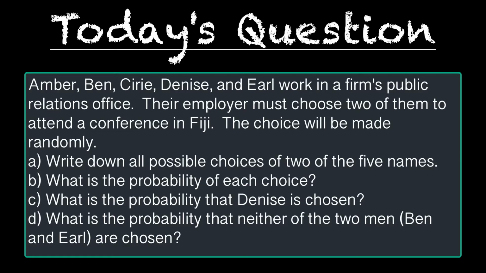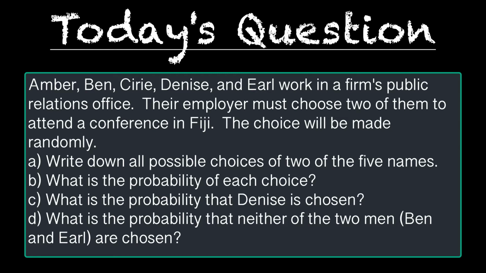The question we're working on today is: Amber, Ben, Sari, Denise, and Earl work in a firm's public relations office. Their employer must choose two of them to attend a conference in Fiji. The choice will be made randomly.